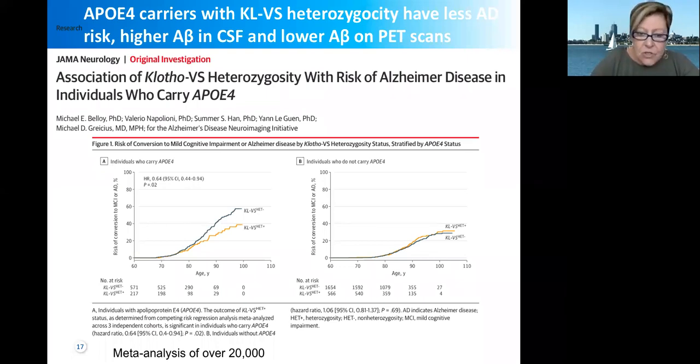And this is shown here. People who don't have KLVS, the risk of conversion is higher than the risk of those who have the KLVS polymorphism. On the other hand, in people who don't carry ApoE4, there is no difference in the risk of conversion to Alzheimer's disease. In addition, they also have higher A-beta in CSF and lower A-beta on PET scans, which means the A-beta is being transferred to the CSF.